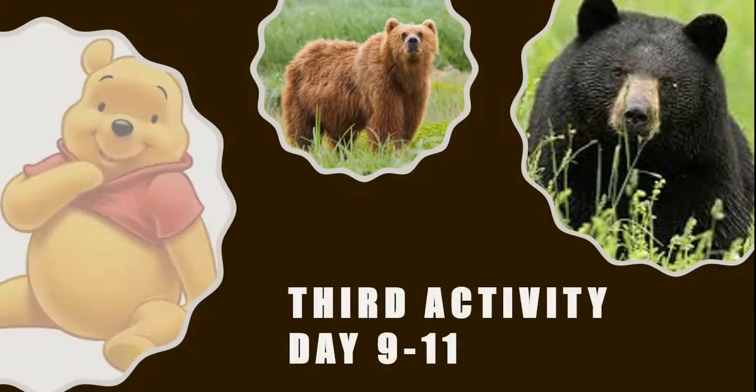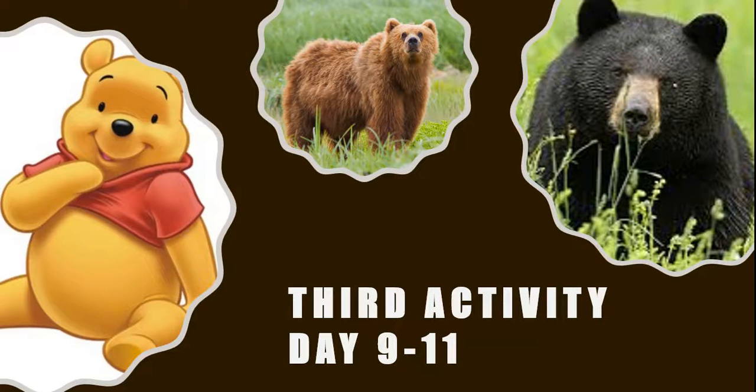Our third activity will take place on days 9 through 11. The teacher will mention that in the story there are 2 types of bears, the brown bear and the black bear. The students are to create a list with 20 facts about both the brown bear and the black bear. They will then take this list and discuss and compare and contrast the real-life Winnie and the characteristics of Winnie the Pooh.